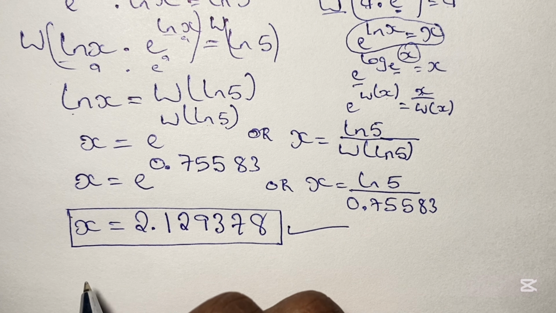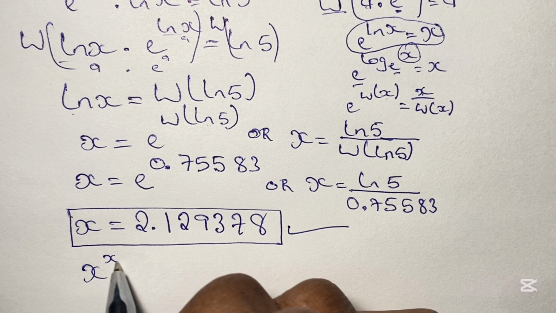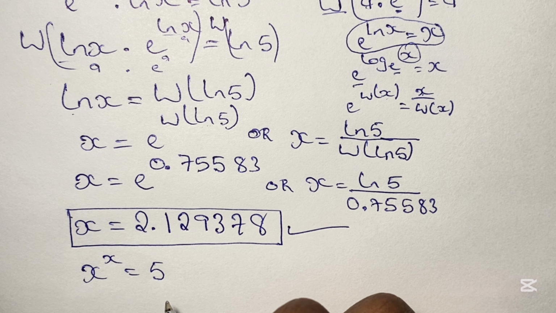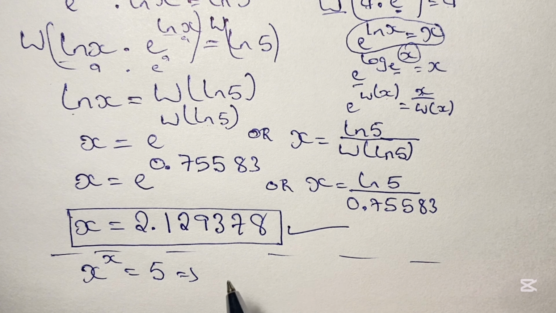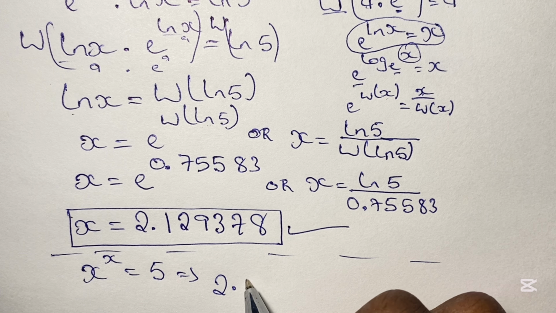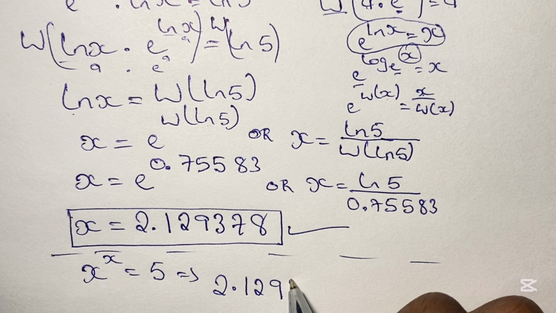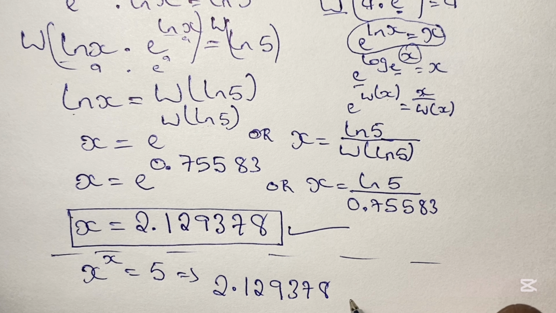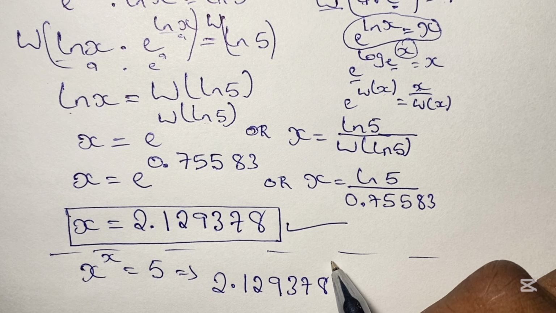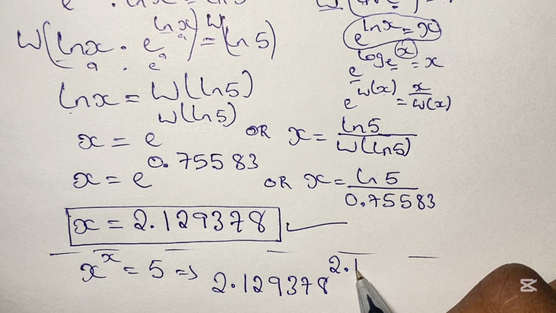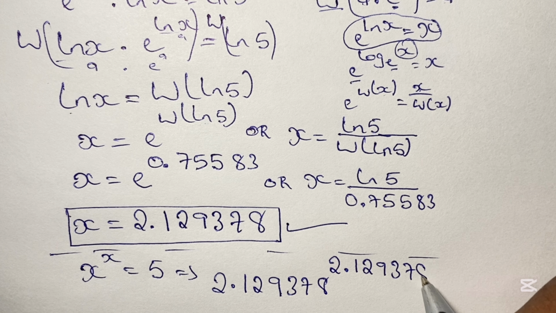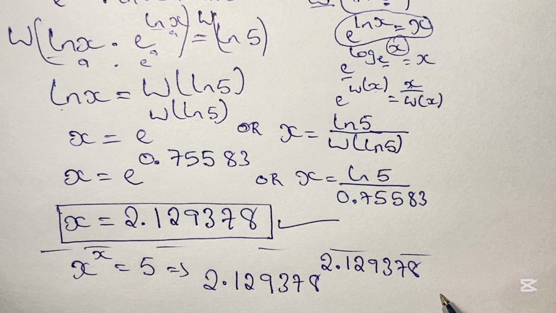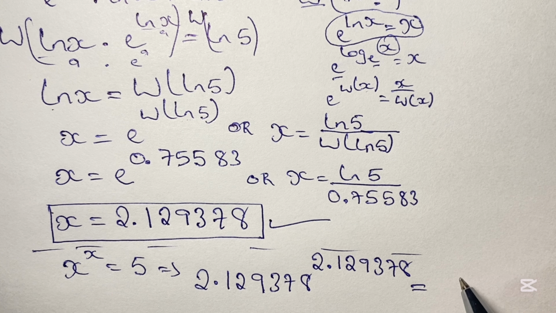So let us go ahead and just do that. So we have x to the power of x is equal to 5. And now having the solution for x, we can just rewrite x in this form. So we then have 2.129378 raised to the power of itself. So that's raised to the power of 2.129378. And you can just plug this into your calculator and test the result. And of course, the result is astonishing. This is equal to 5.